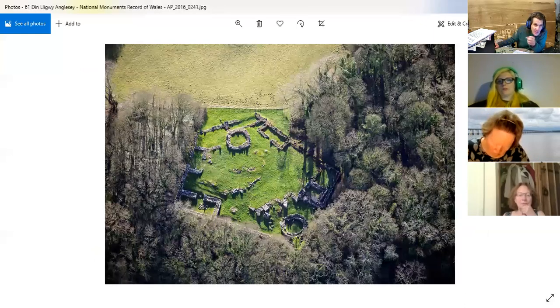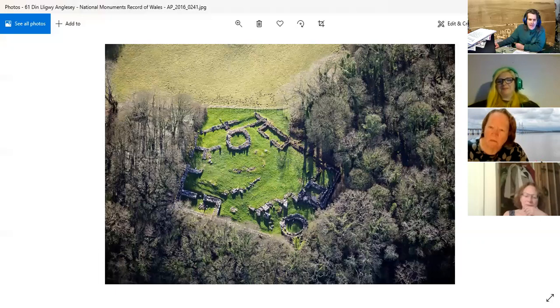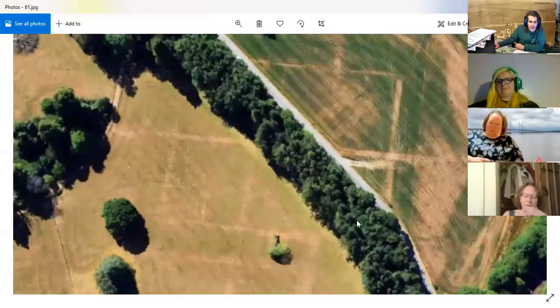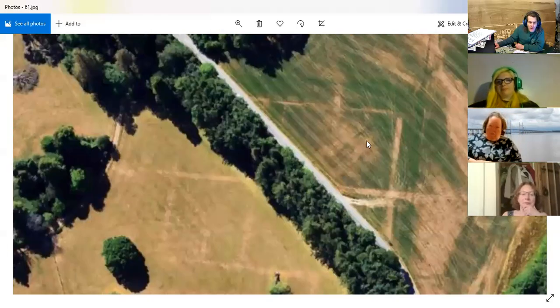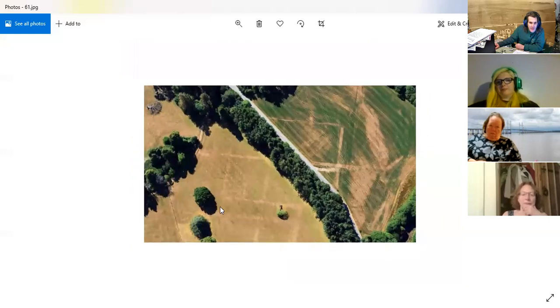This is a site known as Dinorben on Anglesey, the Roman and the prehistoric landscape. And look at that. That's one of the Roman forts, camps that they were talking about. Look at the outlines of the defences, the grid pattern, the road that goes through the centre. But that is as far as we're going to go tonight.